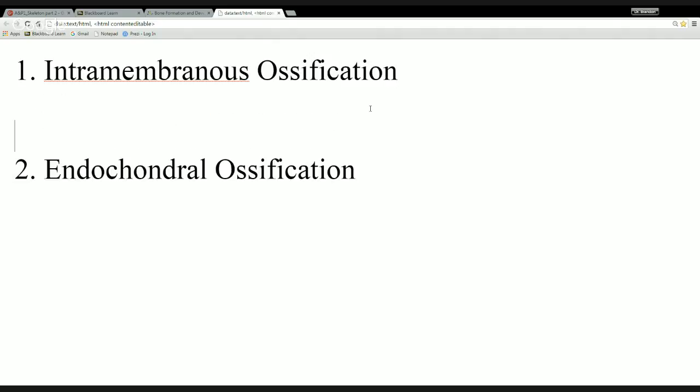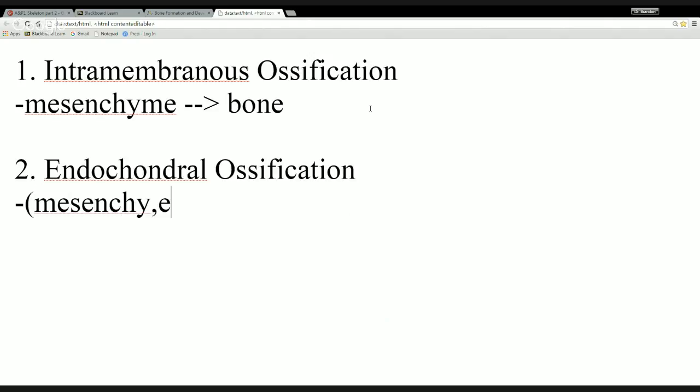Now, I want to say a couple of things about each one. Intramembranous ossification means that mesenchyme directly becomes bone. And endochondral means mesenchyme becomes cartilage, which becomes bone.